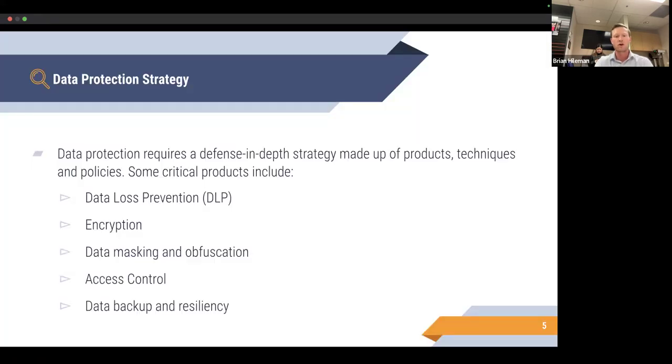The last thing at a high level that I want to talk about is that there are many different products that come into play. When I look at data protection, it's more of a defense in depth. You're going to need multiple solutions in place to really say, okay, I've got my data protection in place and it's working well. Really, my expertise is the first one here. Data loss prevention has been around for quite a while, 15, 20 years now at this point. And that's been my expertise.